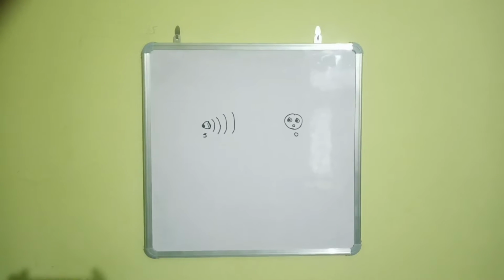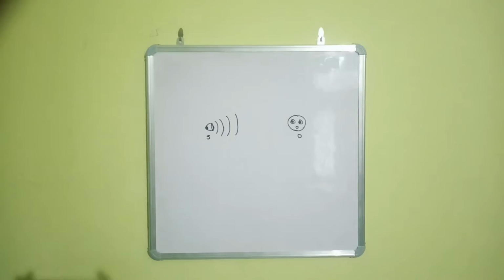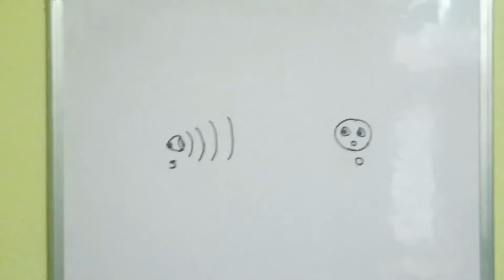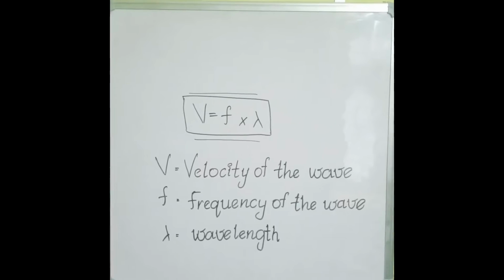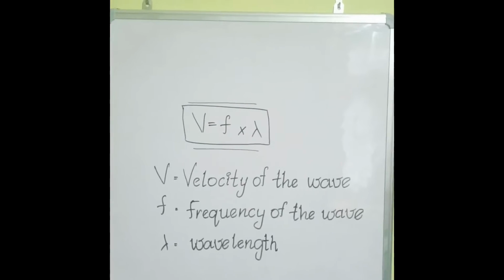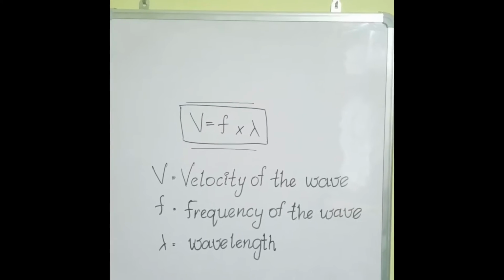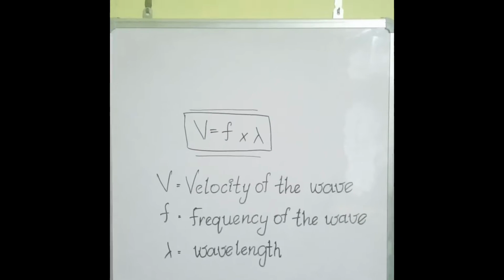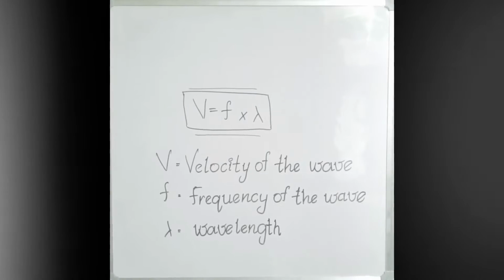While dealing with any problem on the Doppler effect, first you have to find which is the source and which is the observer. Before explaining the cases on the Doppler effect, I would like to share an important formula for this topic, that is velocity equals frequency into lambda. This is our umbrella.